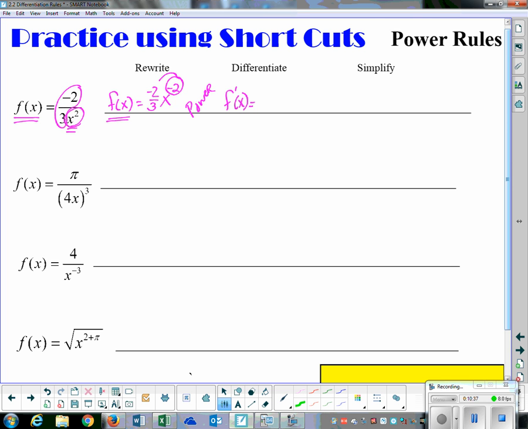Negative 2 will come down and multiply this. So I'll have negative 2 times negative 2. Oh, that was negative 2/3 in the front. Negative 2/3 times negative 2, x to the negative 2 minus 1. And we have a space here where we can actually simplify this. And that will be 4/3, x to the negative 3, so it'll drop to the bottom as x to the 3rd.